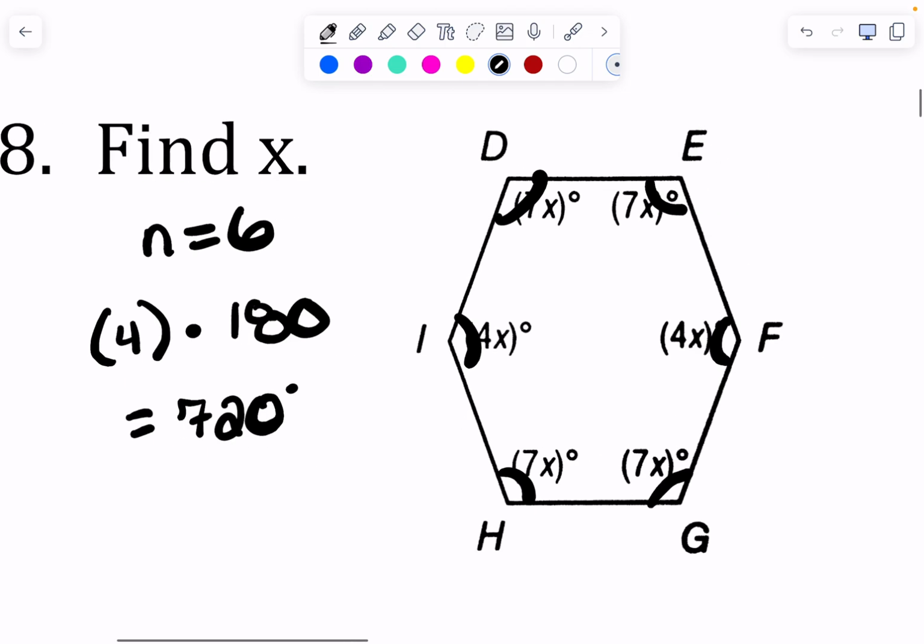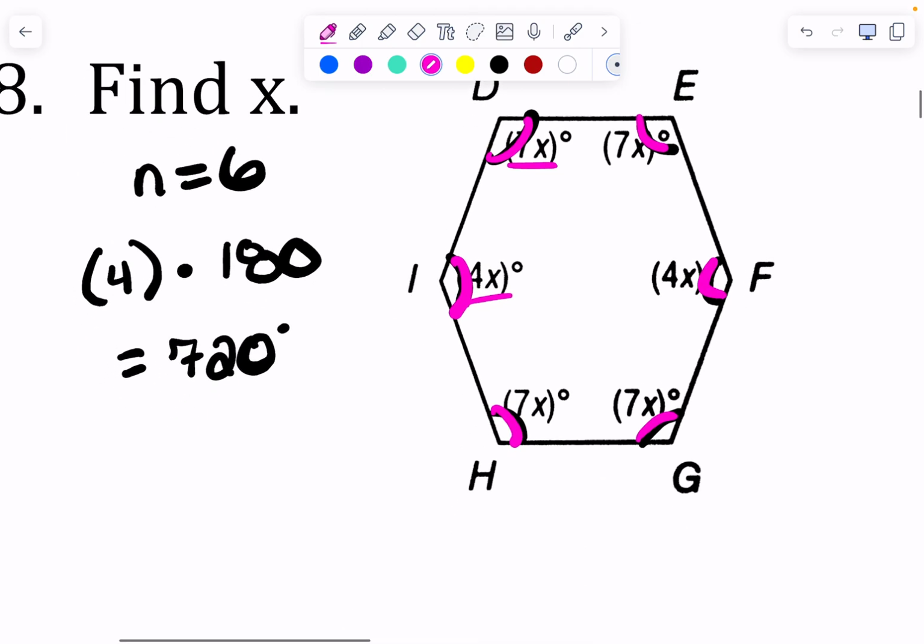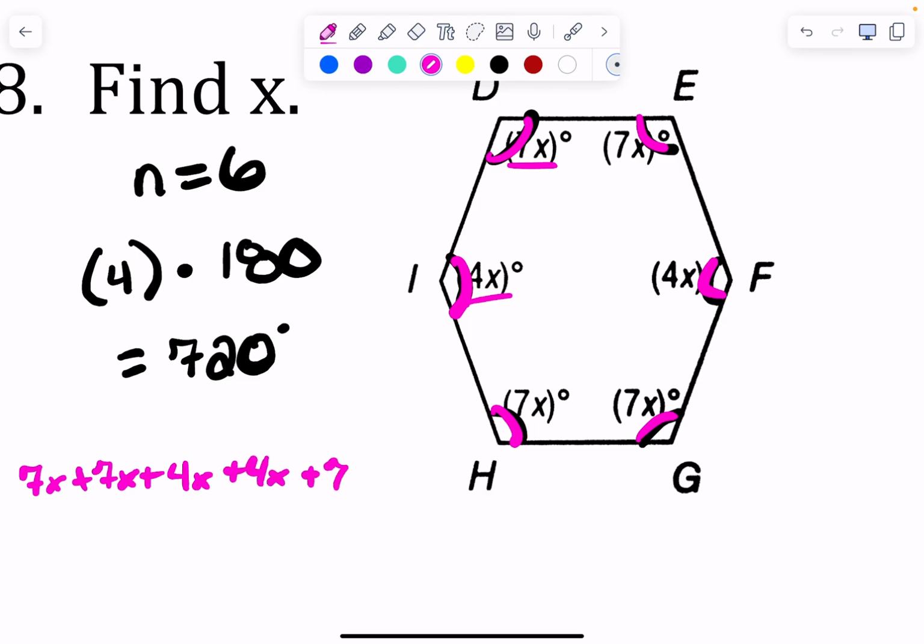720. Okay, now what do we do to solve for x? We plug it in. 720 is what all of these are going to add up to. Well, we divide by 6. But they're not all the same. Like this is 7x and this is 4x. So we have 7x plus 7x plus 4x plus 4x plus 7x plus 7x. Those are all going to add up to 720.